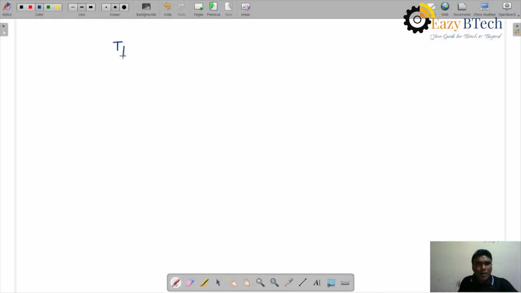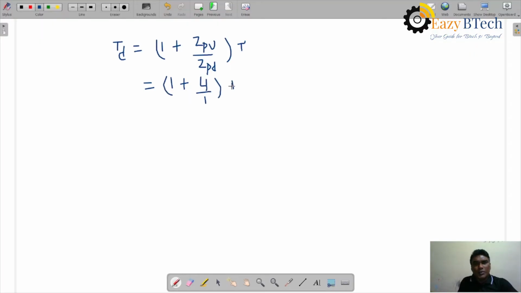Then Td is equal to 1 plus Z pull up by Z pull down, into tau, right? This will be equal to 1 plus Z pull up by Z pull down, how much? 4 by 1 ratio is given. So the 4 by 1, 8 by 1, 16 by 1 ratio should be maintained. The length and width ratios should be maintained.